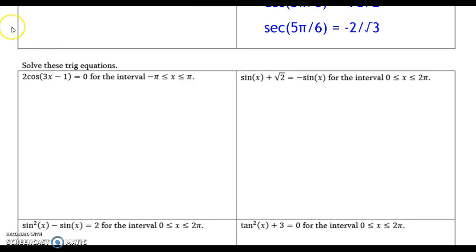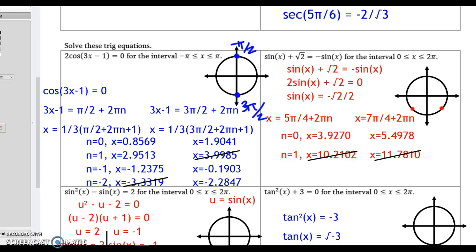I'm going to show the answers for these trig equations. I'm not going to be able to comment because of the length of the video, but I will show you the answers, and you can check your work. Alright, hopefully you're able to check your answers here.